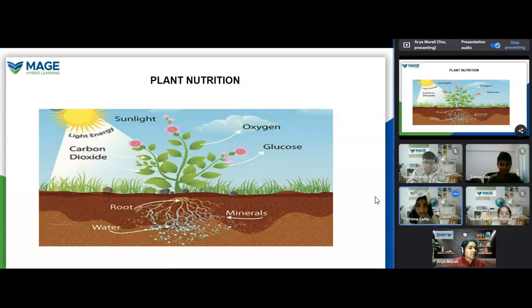So this much is about plant nutrition. Is it clear? Do you have any doubt about the nutrition part, animal nutrition, plant nutrition, etc.? No. So, is there any other type of nutrition in any other organisms? Do you have any idea about that?